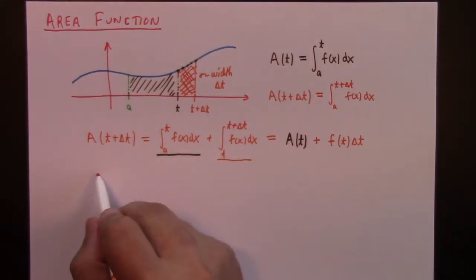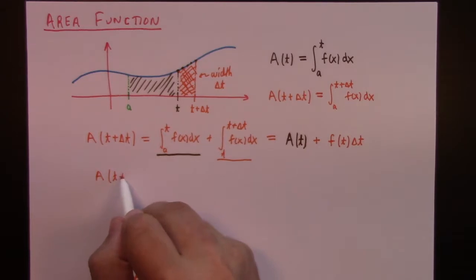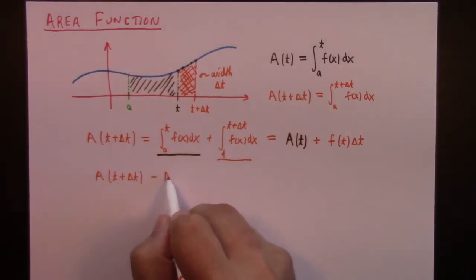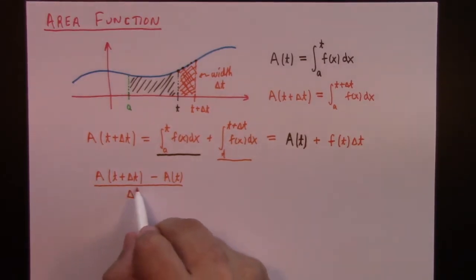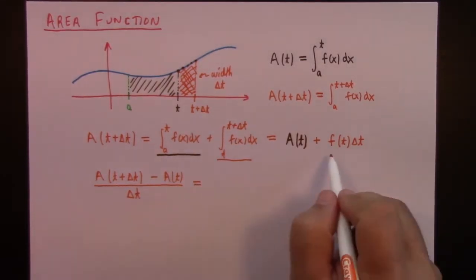Like that, and then of course, that tells you what the deal is, because if we look at A of t plus delta t minus A of t, and we divide that by delta t, what do we get? We get f of t, right?